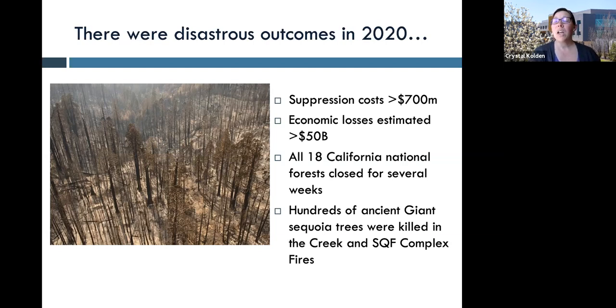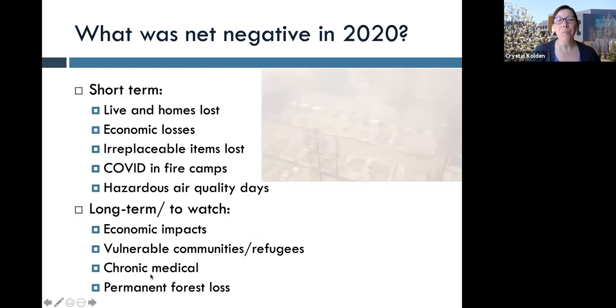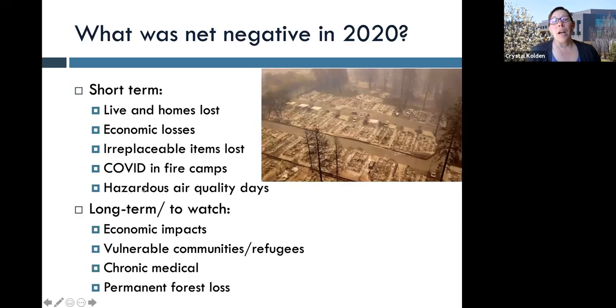when you want your federal forests and public areas to be available to the citizens. And as I mentioned, a lot of these giant sequoias, these are really high value resources for a lot of folks in this state, and they're gone. We'll never see them again. I mean, these were hundreds to thousands of year old trees. So yeah, lives and homes lost, economic losses, irreplaceable items lost.